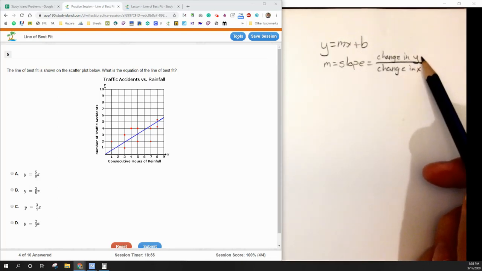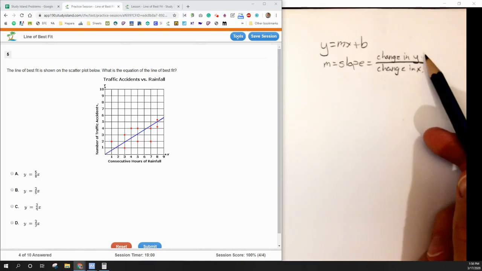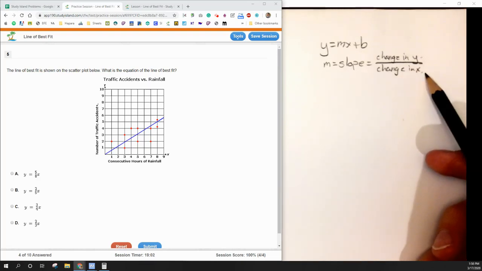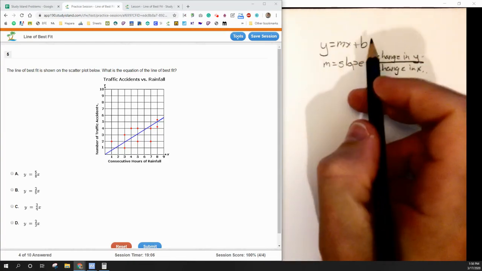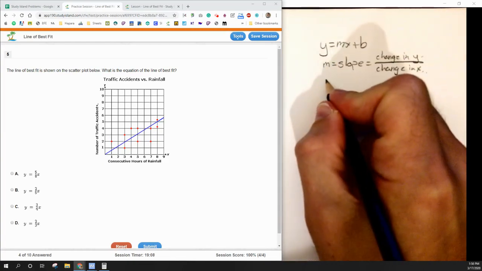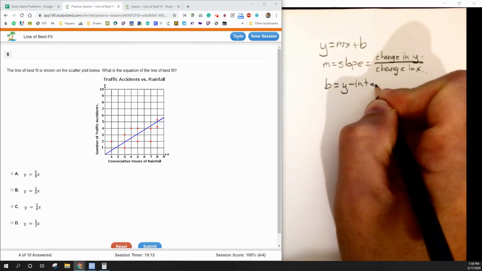How does the line change its y coordinates as the x coordinates change? Just find how the y values change, find how the x values change, and make a fraction. And we will do that momentarily. The other letter in y equals mx plus b is b. B is known as the y-intercept.